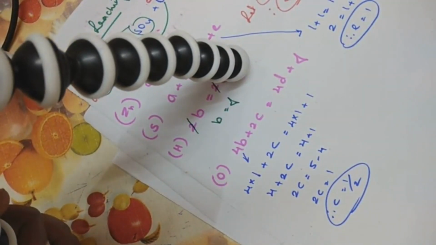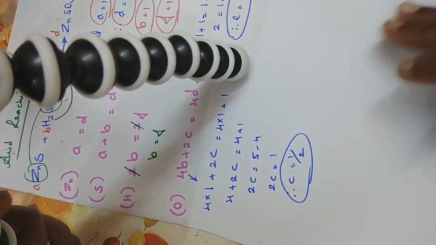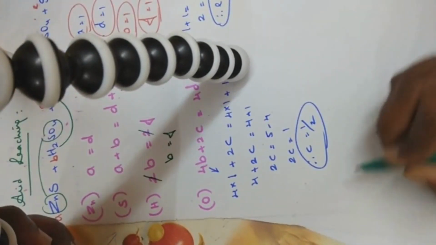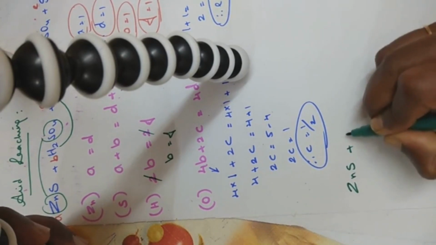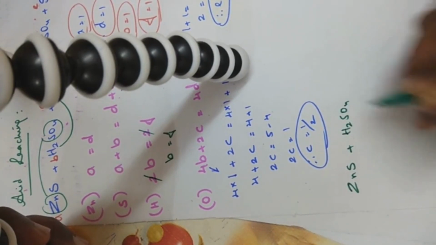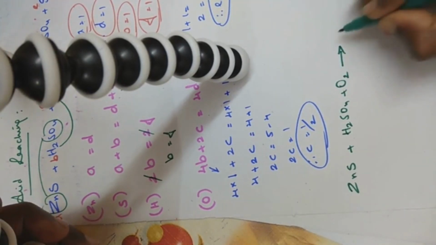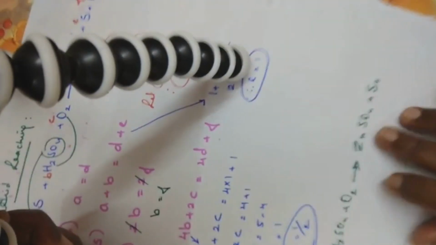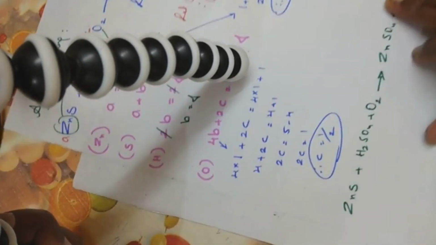Now finally we will write down the equation once again. The given equation is: zinc sulfide, when I treat with hot sulfuric acid, H2SO4, in the presence of oxygen, what I get here is zinc sulfate plus elemental sulfur plus water. Now we will write the values that we have found.